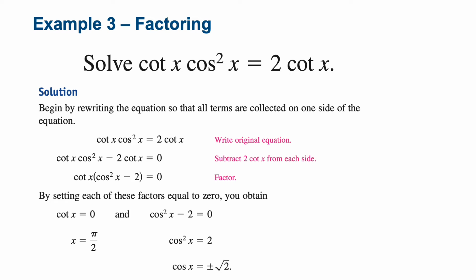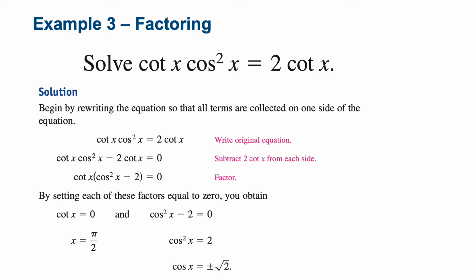So if we set cotangent x equal to 0, okay, where is cotangent equal to 0? Okay, so that's pi over 2. And then where's cosine squared of x minus 2 equal to 0? So we have to solve it, yeah? Adding 2 to both sides, cosine squared of x is equal to 2. Taking the square root, we get cosine x equals plus or minus root 2.